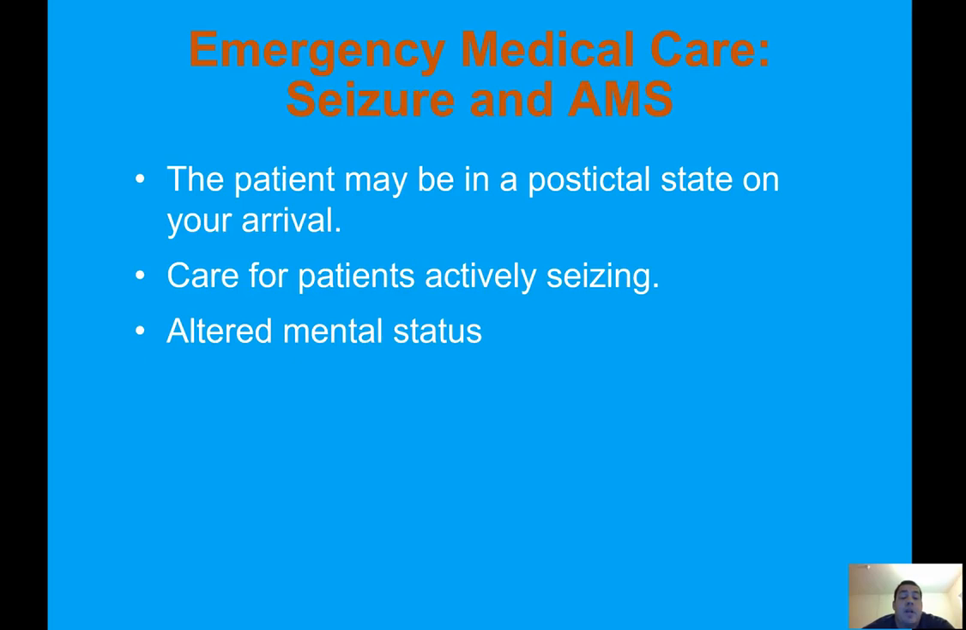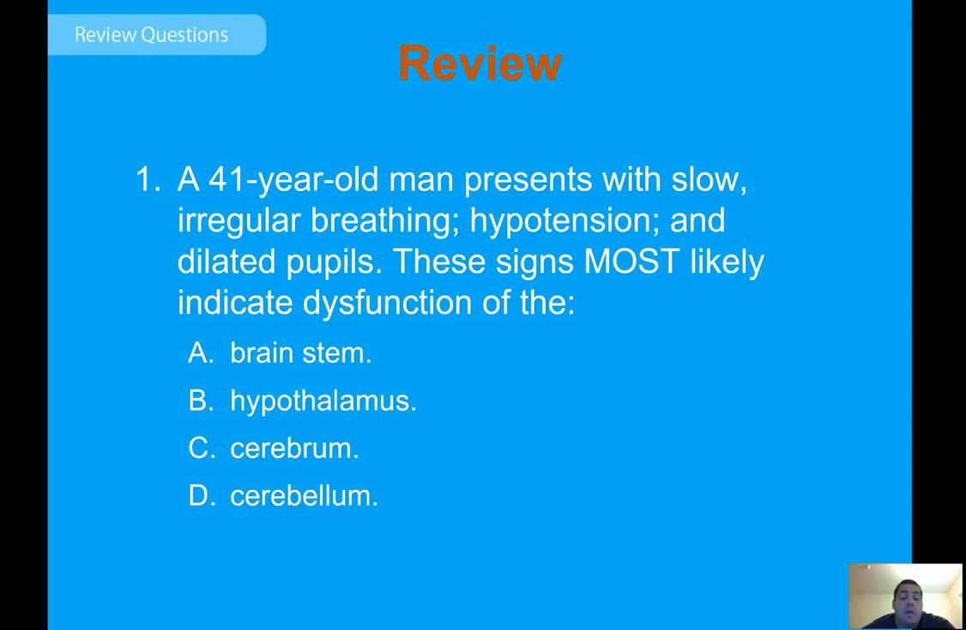So for seizures and AMS, or altered mental status, the patient may be in a postictal state on your arrival. Care for patients actively seizing, altered mental status. So, a review. A 41-year-old man presents with slow, irregular breathing, hypotension, and dilated pupils. These signs most likely indicate dysfunction of the... which part of the brain?